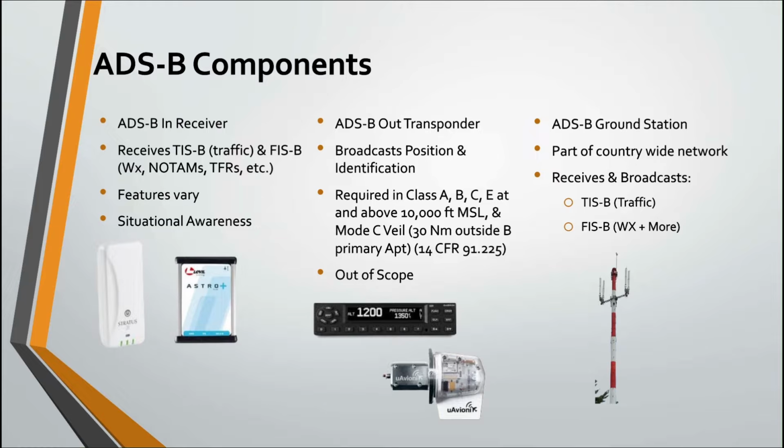Next is the ADS-B Out transponder. This broadcasts position and identification data and is required in Class A, B, C, and E airspaces at and above 10,000 feet MSL, and the Mode C veil, which is 30 nautical miles outside a Class B primary airport. ADS-B Out transponders are out of scope for this presentation, so please excuse any oversimplified definition of their variations in functionality.